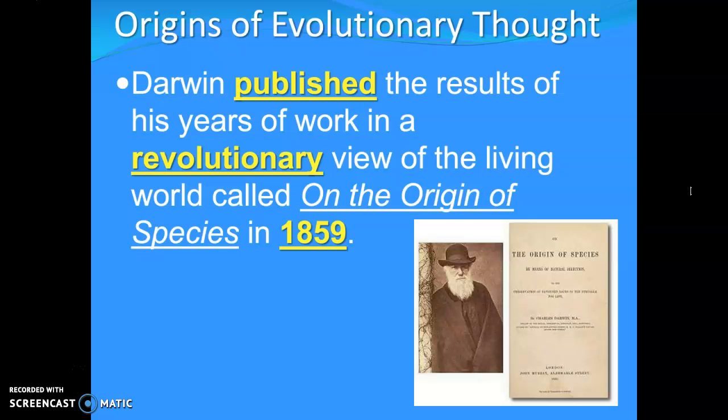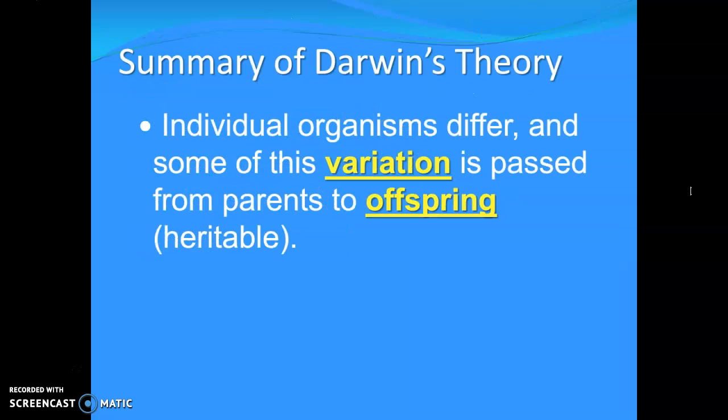So after a while, Darwin published the results of all of his work into a revolutionary view of the living world called On the Origin of Species in 1859. He actually waited a little while after his voyage before he published. That was just because he knew that it was going to cause some controversy, and so he decided to wait until some other scientists gathered more information too.